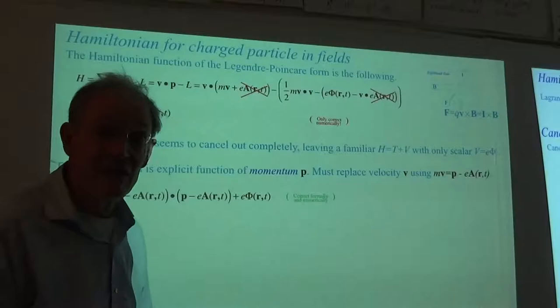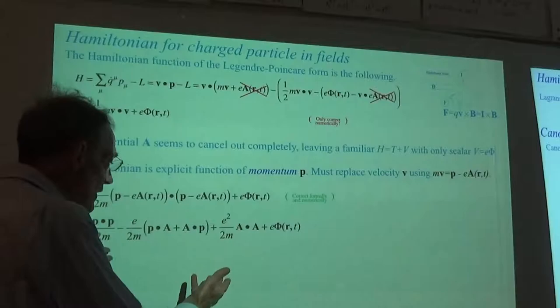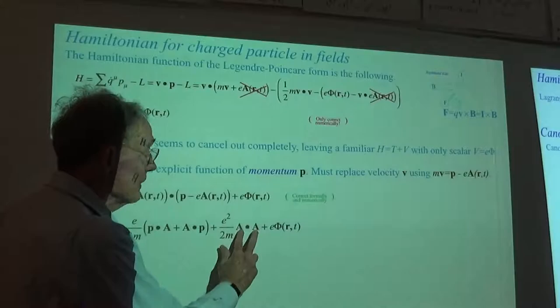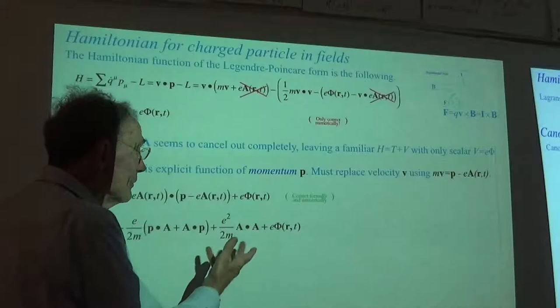Now usually you expand it out and you discover, if you're talking about operators, you've got to distinguish P dot A from A dot P, but here we don't. I can get rid of that too if I want to. And then I've got this funny thing with A squared. That's kind of what the electromagnetic vacuum is going to be in that thing.